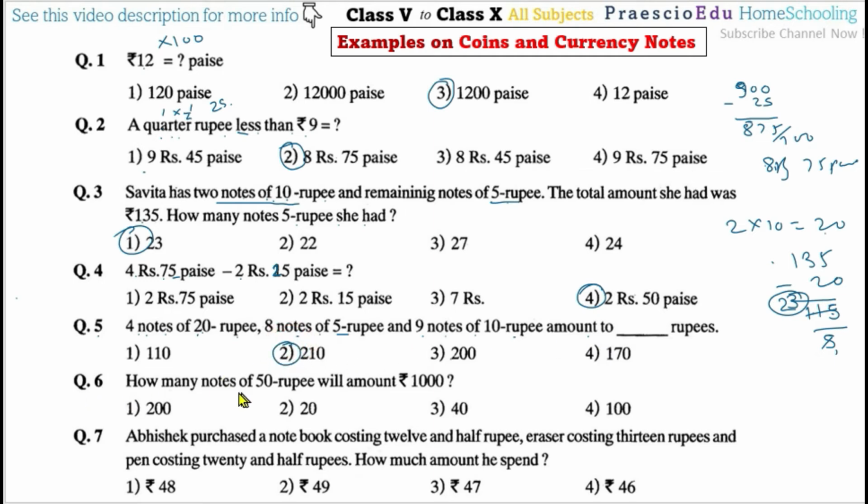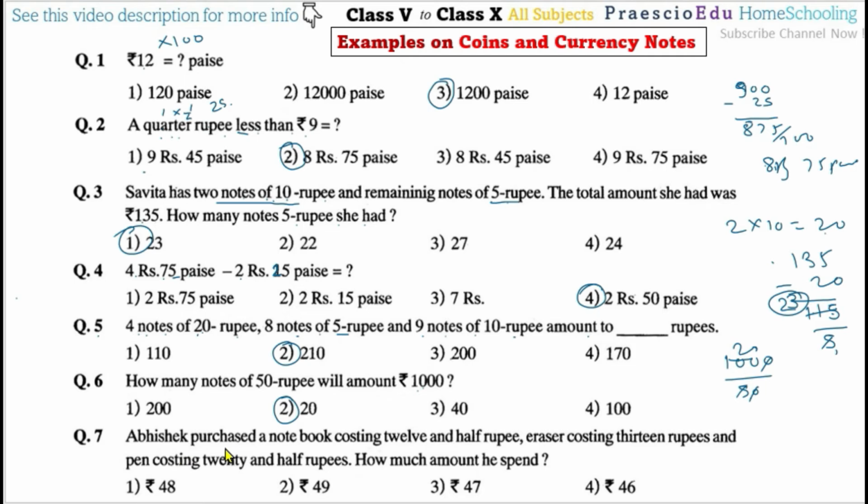Now question number 6: how many notes of 50 rupees will amount to 1000 rupees? It means we have to count the total number of notes that we can form with 50 rupee notes for a total amount of 1000. So 1000 divided by 50 for each note is equal to 20. So 20 means option number 2 is the correct one.